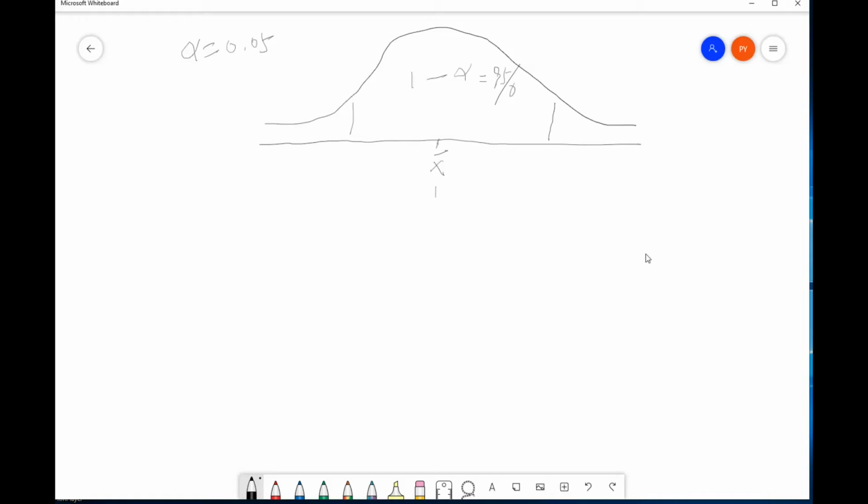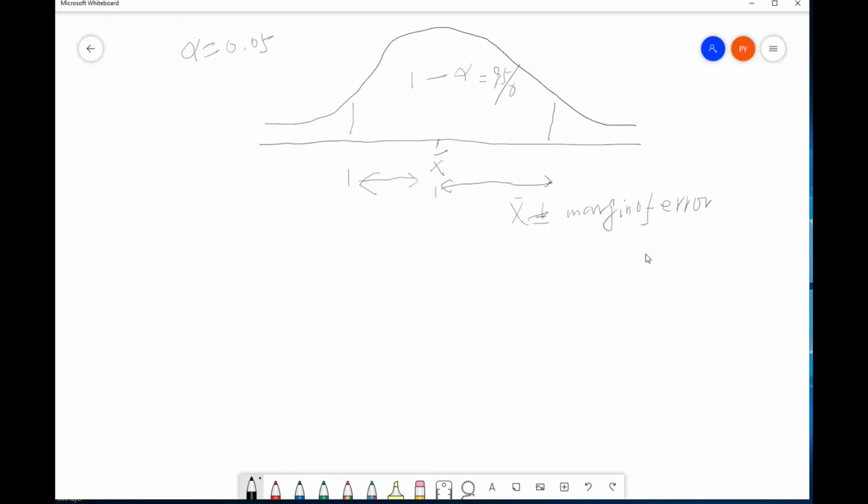So what is the formula? Actually we have this one, and this is called the margin of error. So the confidence interval will be x bar plus or minus the margin of error. So this is the margin of error.